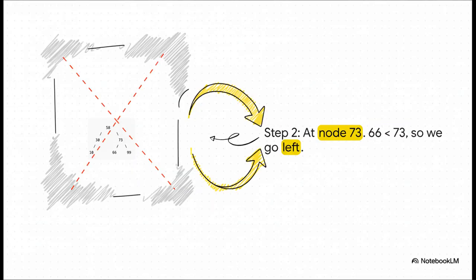Okay, step 2, we're now at node 73. We ask the same question again. Is 66 bigger or smaller than 73? This time, it's smaller. So we go left. And just think about what just happened. We instantly ignored everything to the right of 73, and we already ignored everything to the left of our starting point. We're cutting down the search area like crazy.